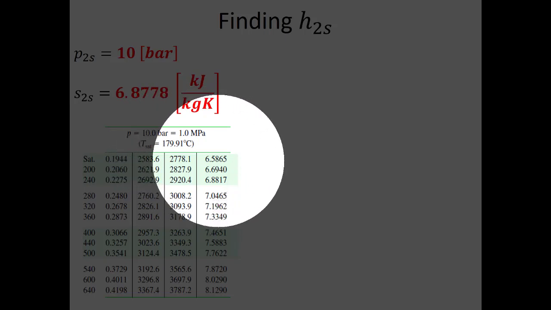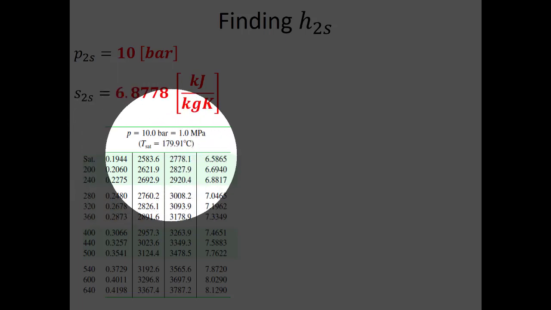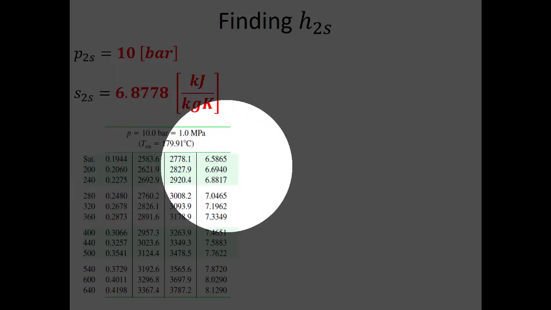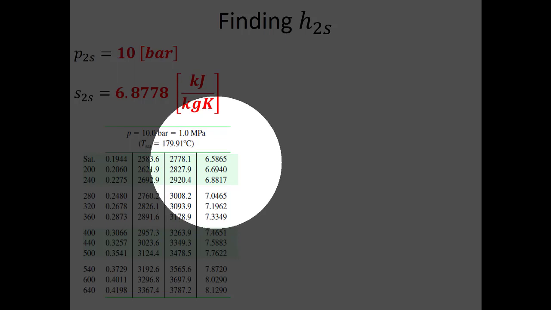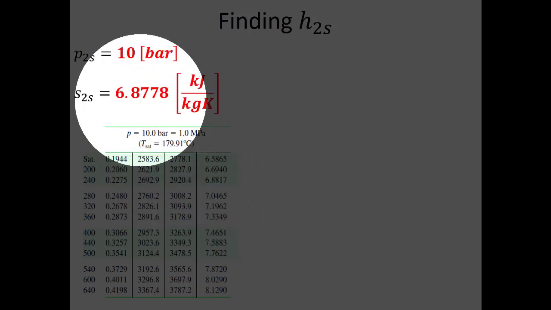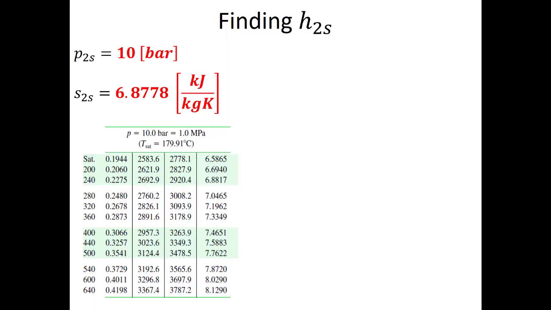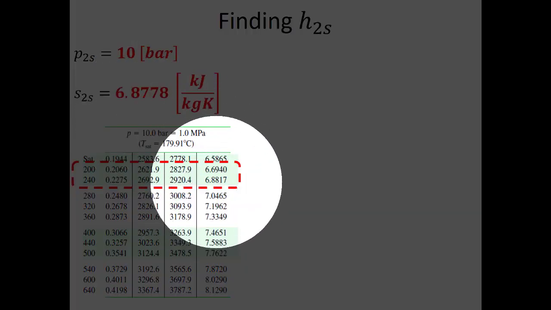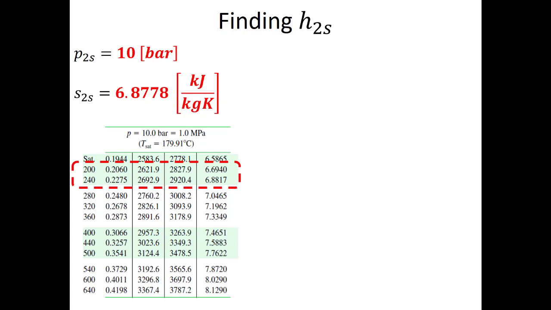Instead, I look at this is the specific entropy of the saturated case. That's when the temperature is 179.9991, sorry. So this is 6.58, and you see how it goes up with temperature? And this is bigger than 6.58. So that must mean that I'm superheated vapor. So now I see that my value for the isentropic outlet is between 200 and 240 degrees because we're between this 6.7 and 6.88, right? We're pretty close to 6.88.